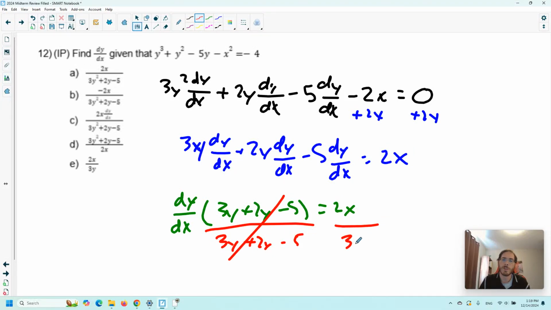So we get 3y plus 2y minus 5. All right, so let's see. That looks like it's this one. No, that's having a negative. This one? Yeah, there we go. Positive 2x. So 2x over 3y squared plus 2y minus 5. So there we go. So pretty good for 12. That's implicits. So very straightforward, just kind of runs through that 4-step process.